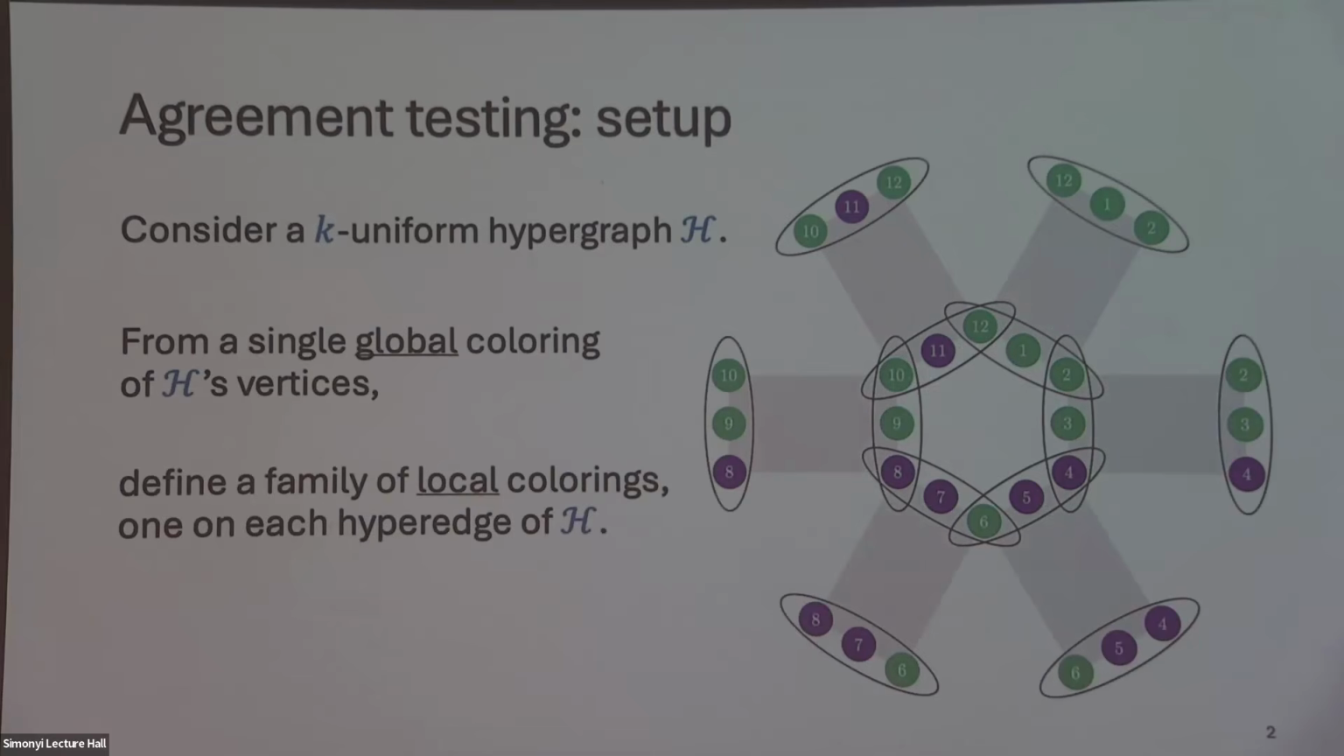You can make this into a bunch of local colorings where each different edge in the hypergraph has just a coloring of the vertices that are in that particular edge. For instance, this vertex is in 2 different hyperedges. So there's 1 copy of this hyperedge and 1 copy of this hyperedge, and they each think that the vertex has color green.